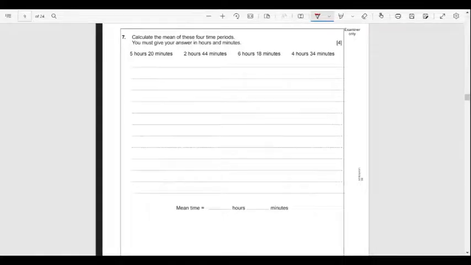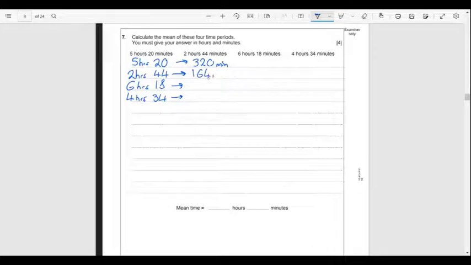So calculate the mean of these 4 time periods. You must give your answer in hours and minutes, okay? So first thing you need to do is turn all of these into minutes so I can add them up. So 5 hours 20, 2 hours 44, 6 hours 18, 4 hours 34. If I turn all these into minutes, I get 320 minutes, 164, 378, and 274 minutes.